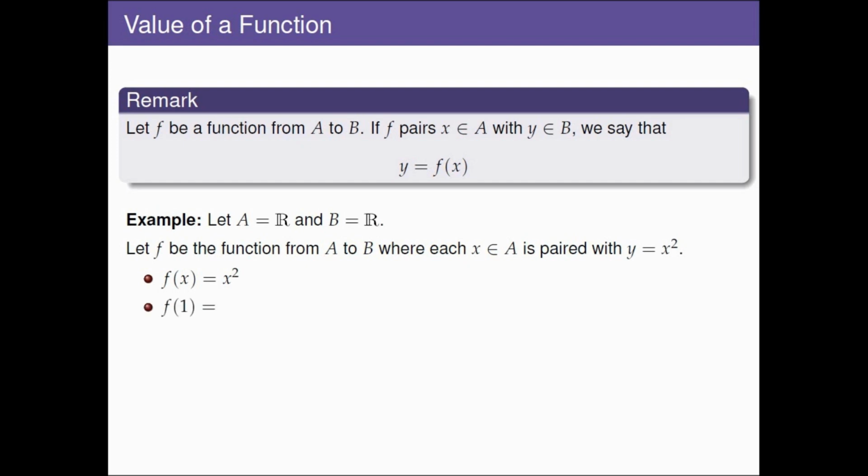Now f of 1, we just replace x in the equation f of x equals x squared by 1. So f of 1 equals 1 squared equals 1. F of 3 equals 3 squared equals 9. F of negative 1 is the square of negative 1, which is 1. F of 1/2 is equal to 1/2 squared, which is equal to 1/4.